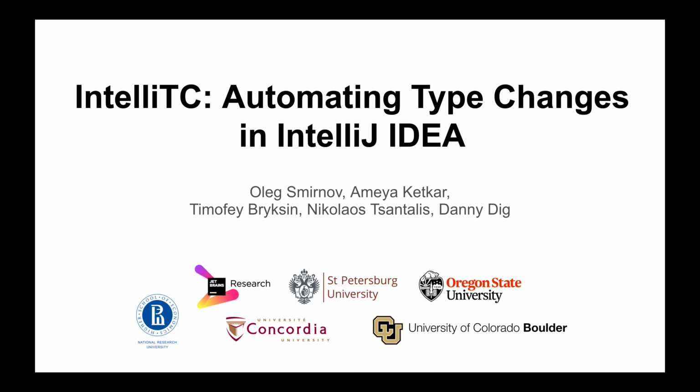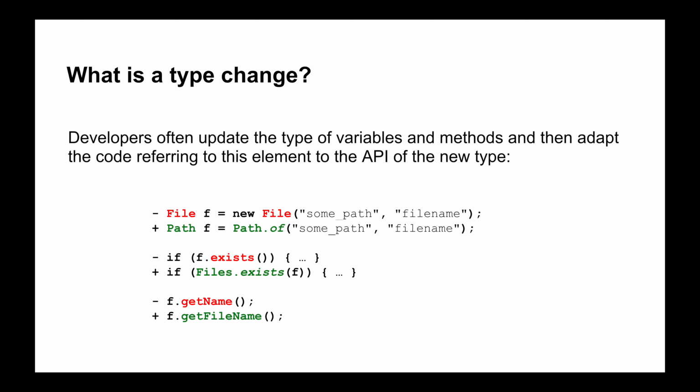Hello everyone, I want to tell you about IntelliTC, a tool for automating type changes in IntelliJ IDEA. What is a type change? As previous research has shown, developers often change types of different variables and methods in their code. It can be done for many reasons such as library migration, performance or security issues, deprecation, and so on.